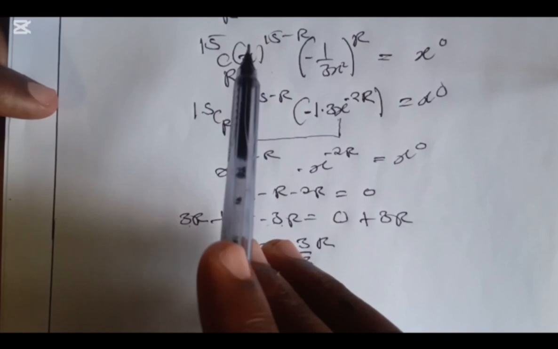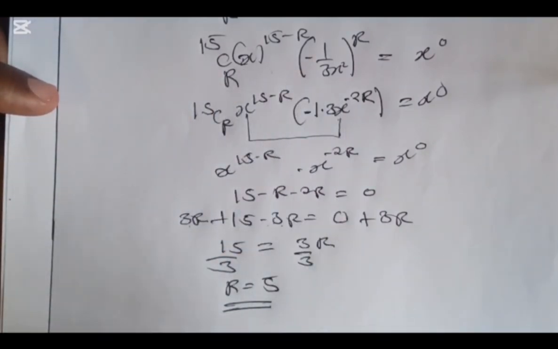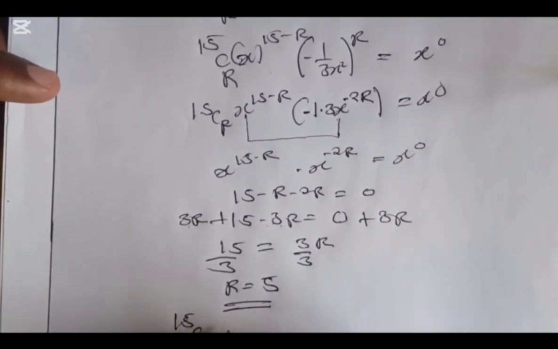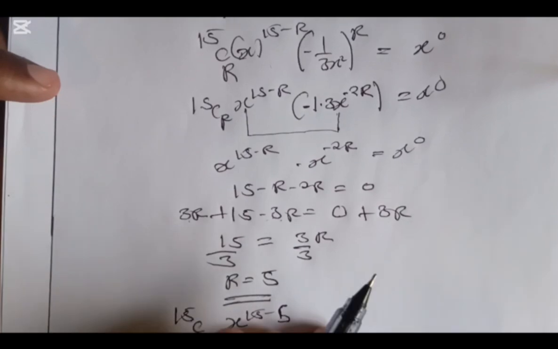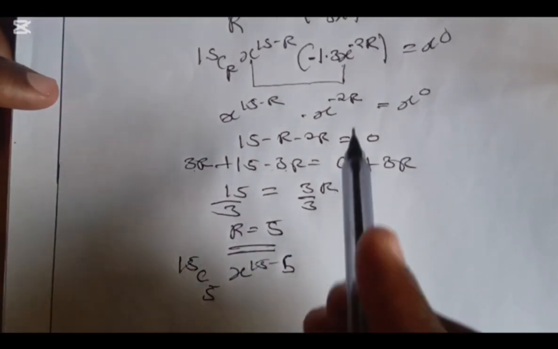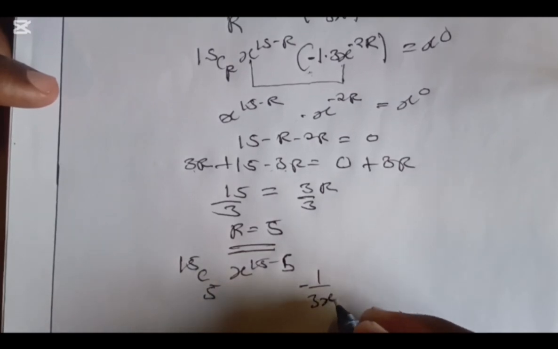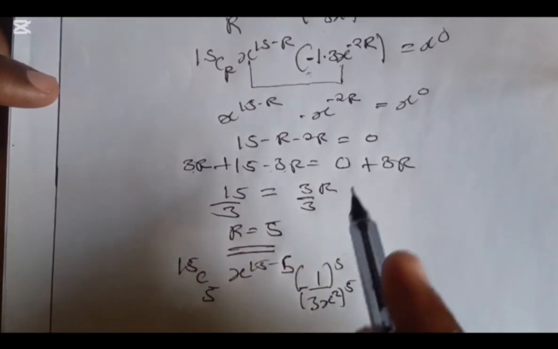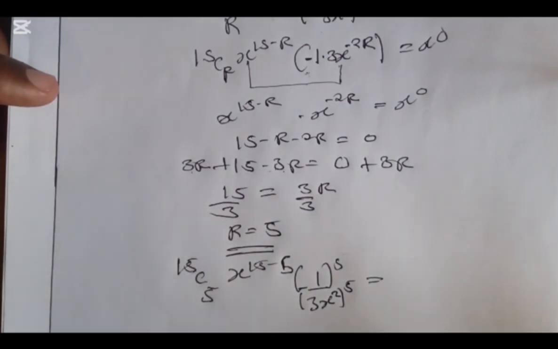Now we go back to the equation which we have stated here. We just have to do a simple substitution. So this will be now 15 combine 5, since we have found r is 5, then x raised to the power 15 minus 5. Then we have the second term, which is negative 1 over 3 x squared. This term is also raised to the power 5, because it's everything raised to the power r.